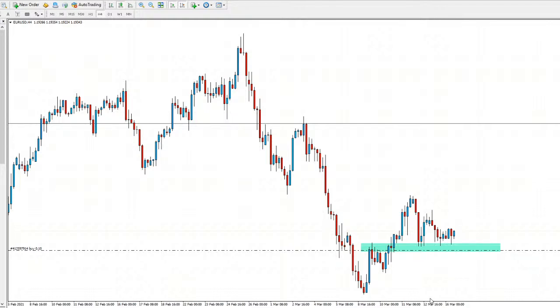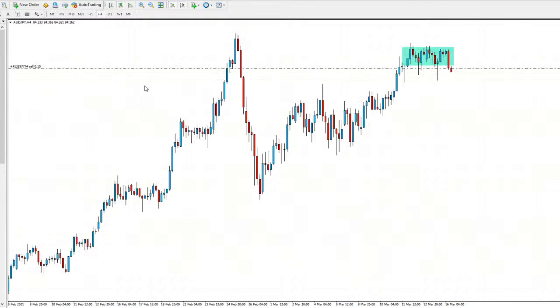If we get a strong close below, we'll look to exit there, but long in Euro USD and short on ADJPY right now. I'm just going to see how these trades get on.